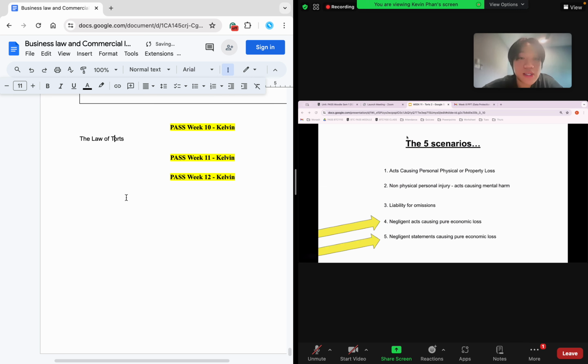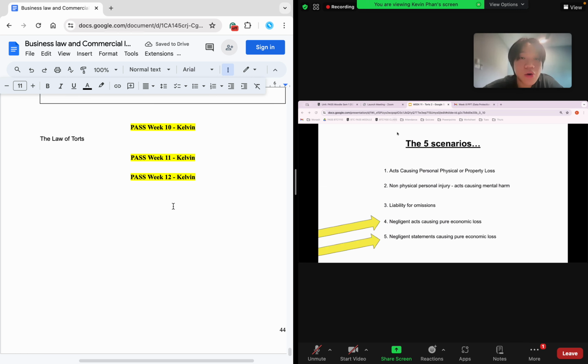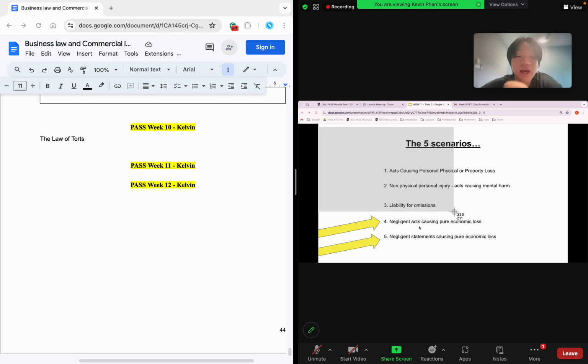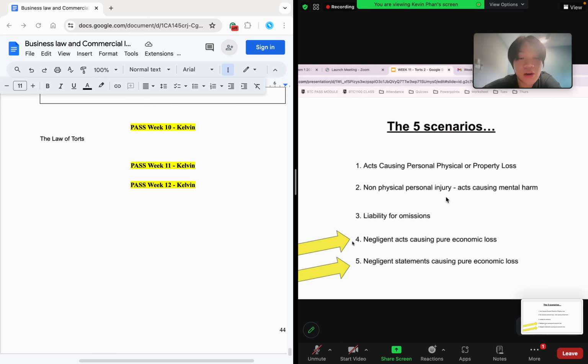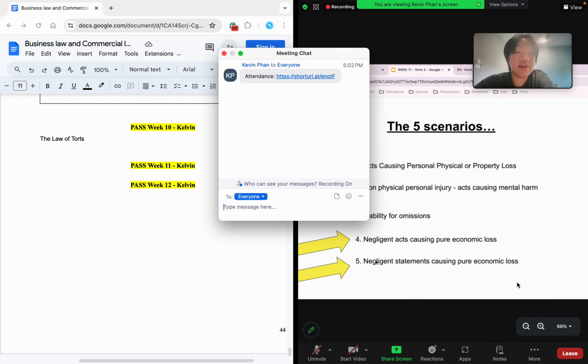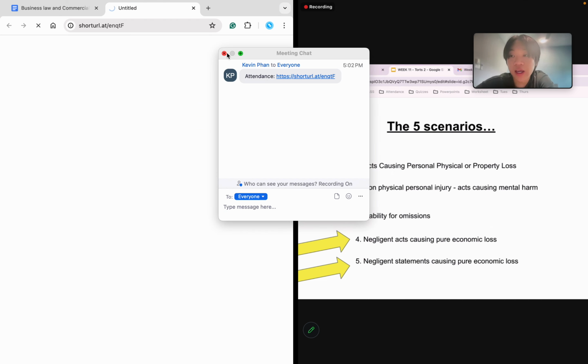Last week we looked at 3 possible scenarios that could happen in tort. The first one being physical harm, the second one mental injury, and the third one liability for omissions. But this week when we talk about pure economic loss, there's 2 types of scenarios you will only ever get asked on. The first one is actions that cause pure economic loss. So if you do something to someone and they suffer financial loss, that would fall under category number 4. And number 5, negligent statements causing pure economic loss.